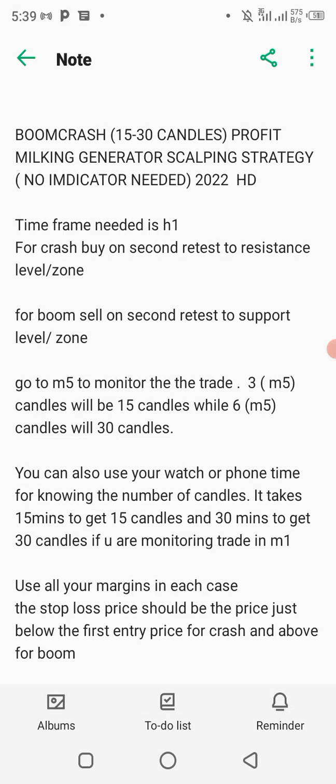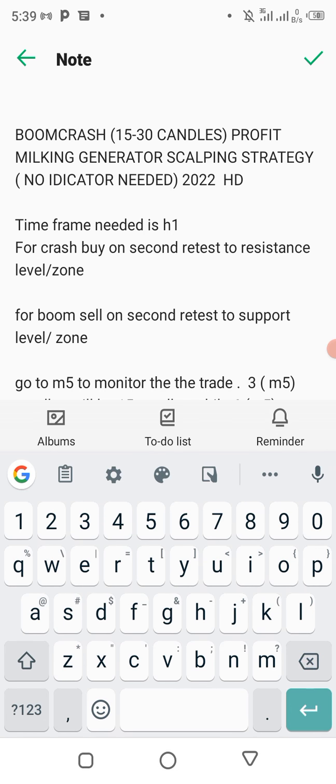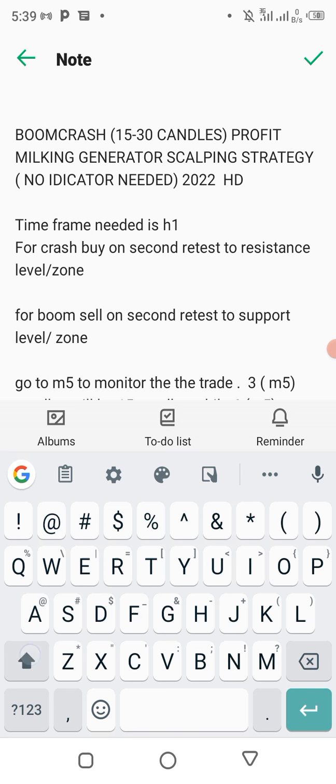Today we are going to be discussing the Boom Crash 15 to 30 candles profit making generator scalping strategy, no indicator needed. The previous video uploaded on Boom Crash was the 1 minute scalping strategy to make $1. That is to make $1 in a minute.